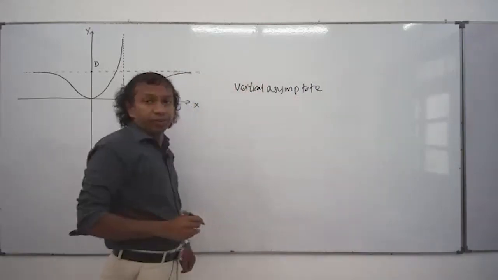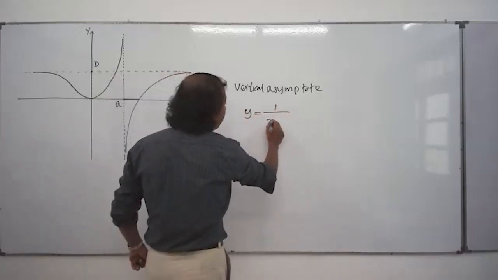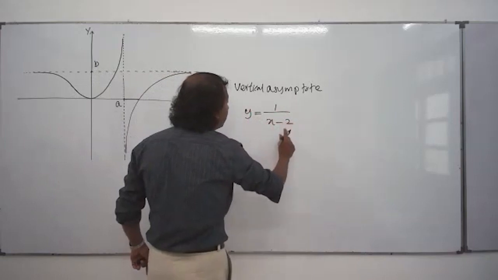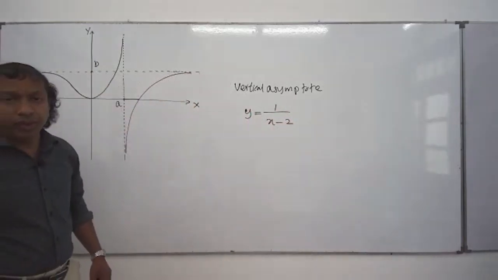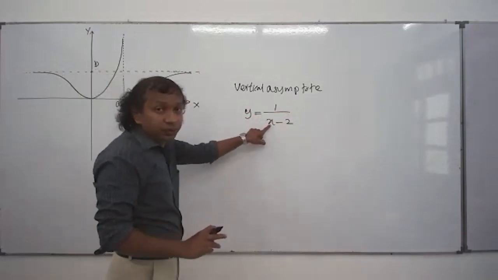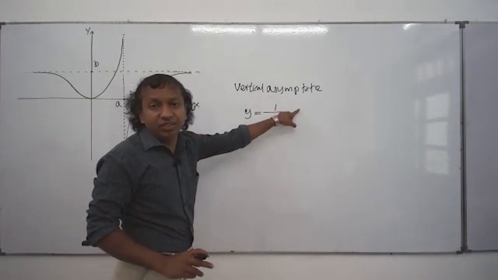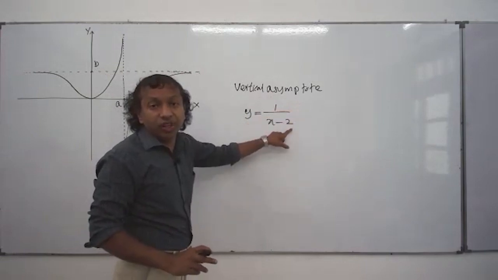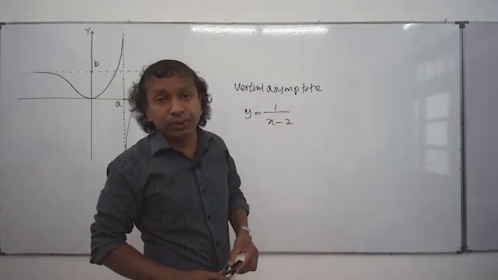Vertical asymptote. For example, suppose I consider a graph like this, y equals 1 upon x minus 2. When you put x equals 2, what happens? 2 minus 2 is 0, and 1 over 0 goes to infinity. So at x equals 2 only, this happens. Therefore, we say at x equals 2, the graph has a vertical asymptote.